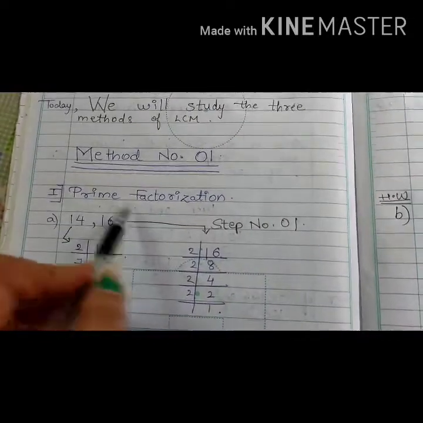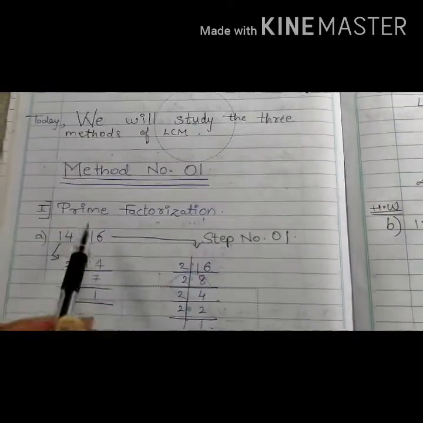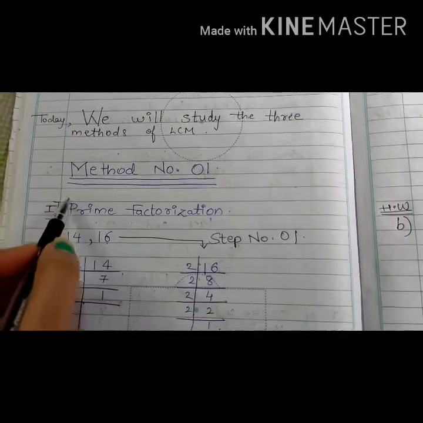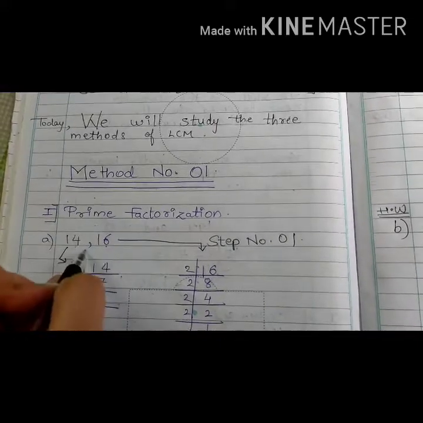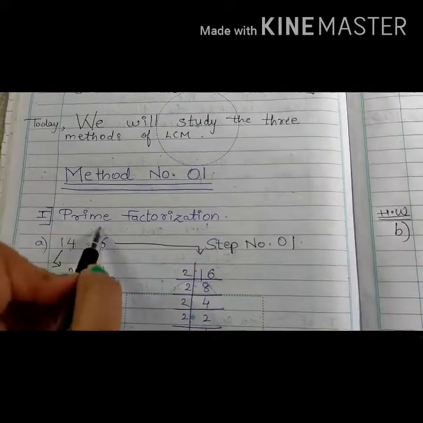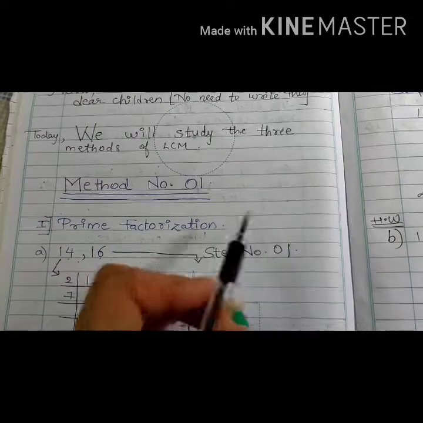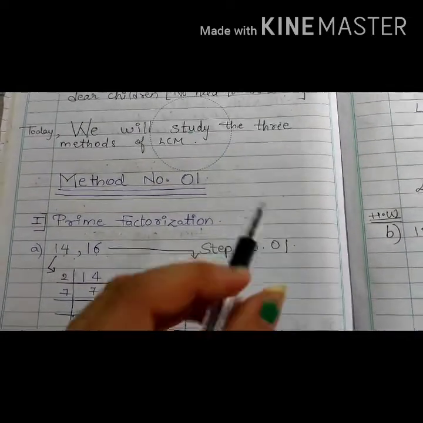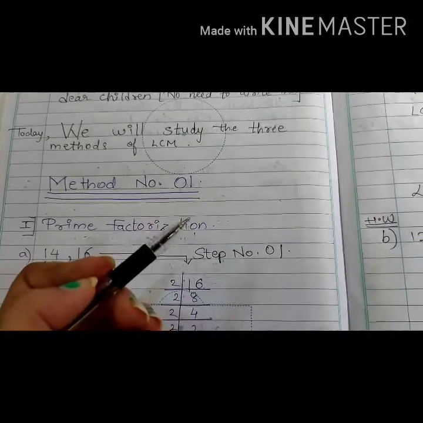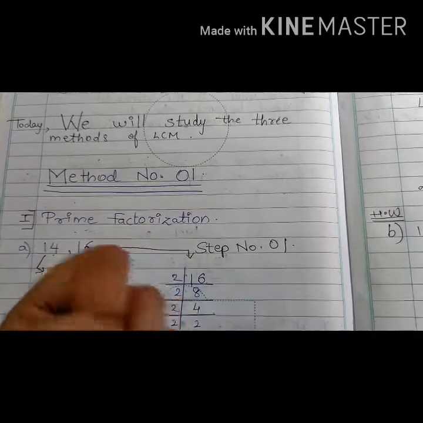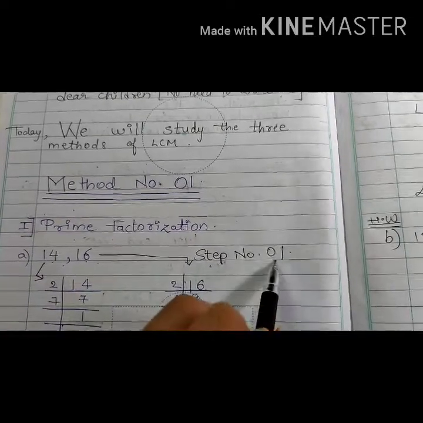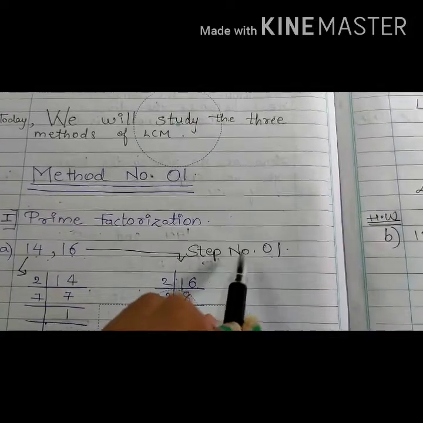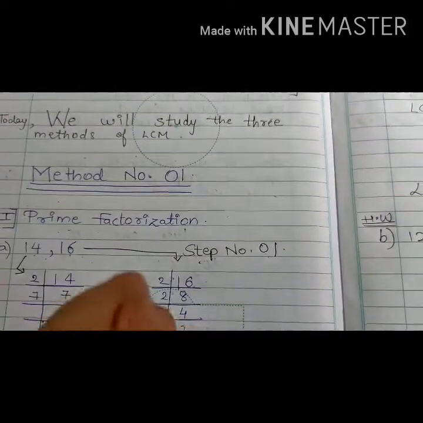First method is prime factorization. So the question is 14 and 16. Find the LCM of 14 and 16 by prime factorization method. What to do then? You can solve it stepwise. When you are solving in the exam, you don't have to write step number 1, but in the notebook please write, because in this way you will be able to practice.